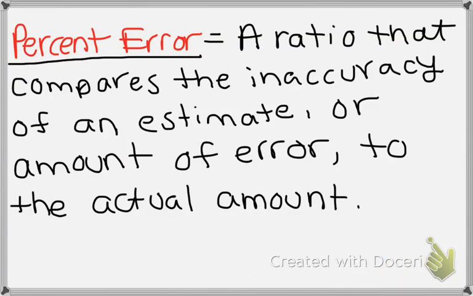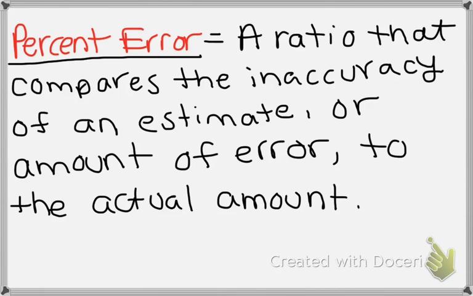Okay, now the other thing that we did was percent error. It's a ratio that compares the inaccuracy of an estimate, or amount of error, to the actual amount. So in class, I gave you guys that worksheet of celebrities, and you had to guess the ages of the celebrities. Then I gave you the real ages, and you had to find your percent error.